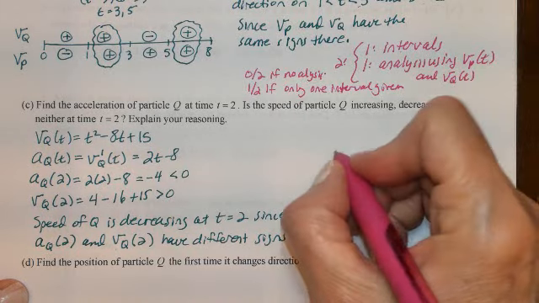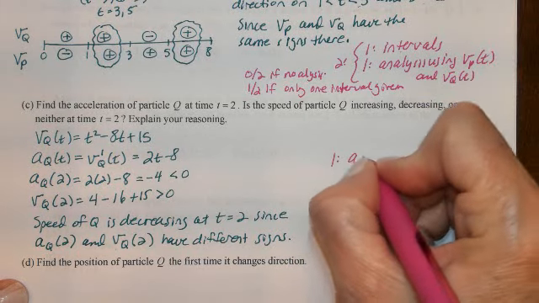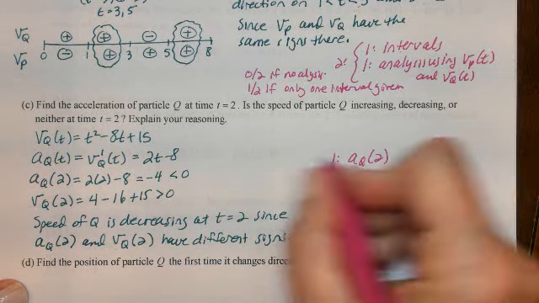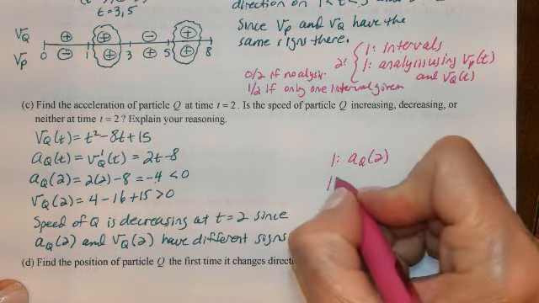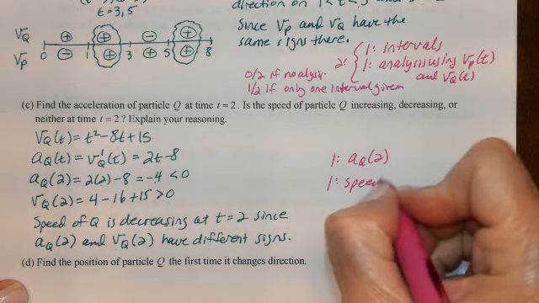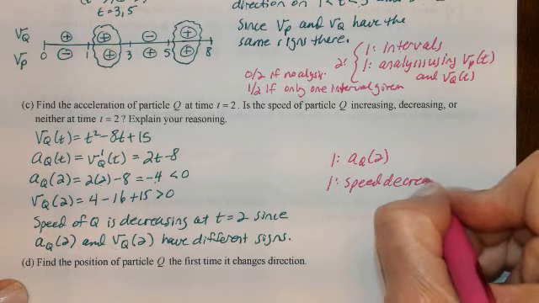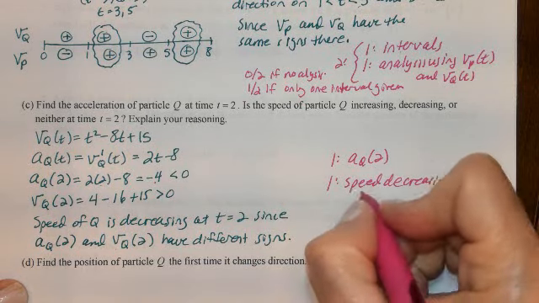This was worth 2 points. 1 point for finding the value a sub q, finding this value -4, or the safe stop spot, and 1 point for speed decreasing with reason.